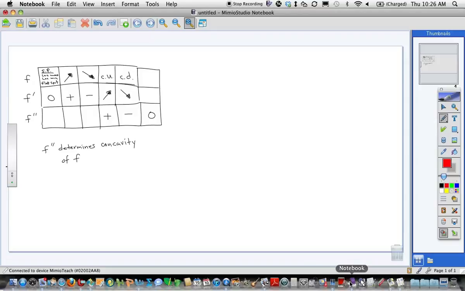Well, what should that be on F prime? That should be a stationary point. And as we know, that's either a local max, local min, or a flat spot.